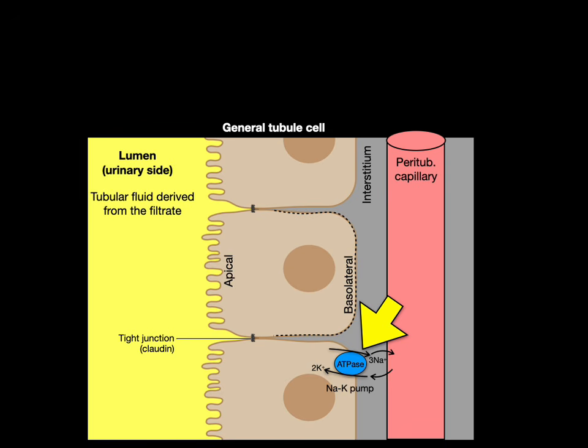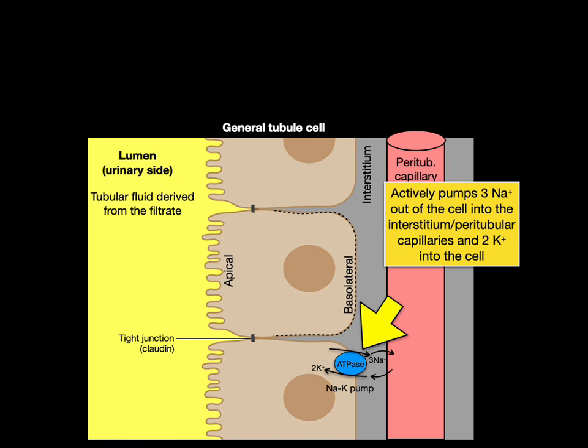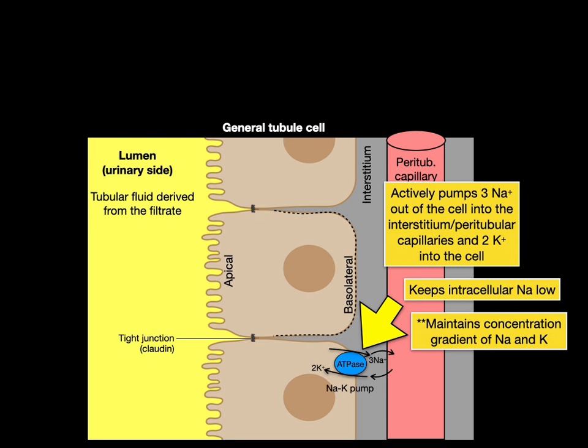Now there we have, in blue, the sodium-potassium ATPase pump. It actively pumps 3 sodium out of the cell into the interstitium, gray, and the pink peritubular capillaries, and 2 potassium into the cell, what you see in tan. This is what keeps intracellular sodium low, and maintains the concentration gradient of high sodium outside the cells and high potassium inside the cells. It's an ATPase, in blue, because it requires ATP, because we're pumping sodium against its gradient.